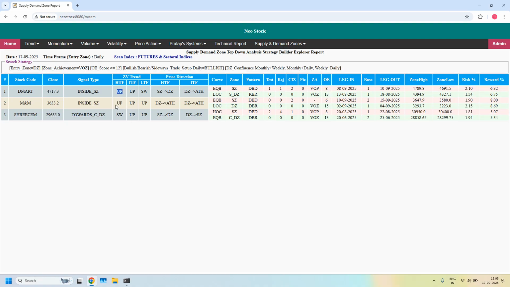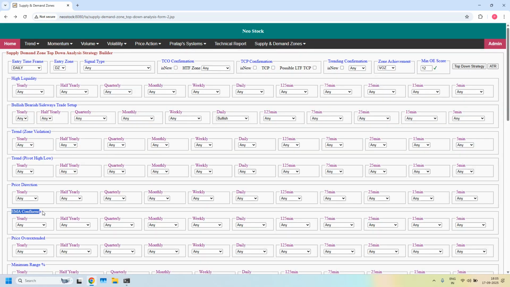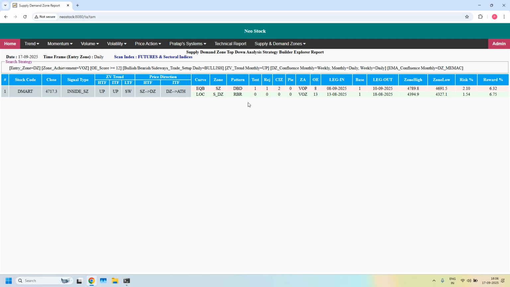Let's verify in these two any monthly demand zones having monthly EMA confluence. That is monthly, because daily and weekly are overlapped with monthly. That's why we are checking monthly demand zone with monthly EMA. At the same time, monthly trend should not be sideways. We don't want sideways monthly trend stocks. That's why I'm eliminating by setting monthly trend as uptrend, because it is bullish trade setup. Let's filter. One stock is filtered.